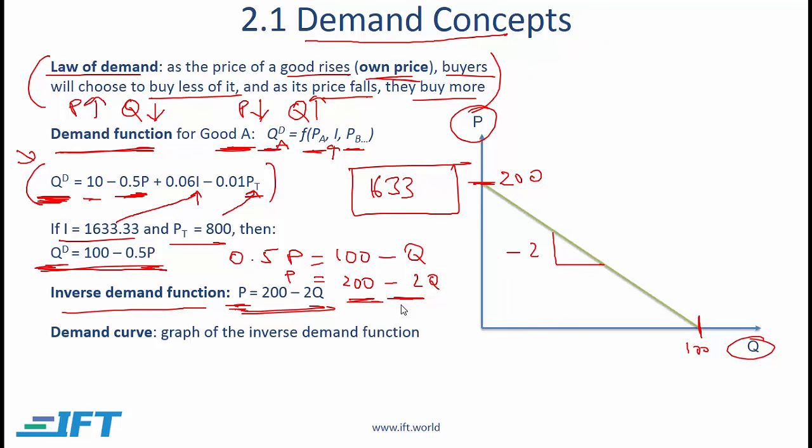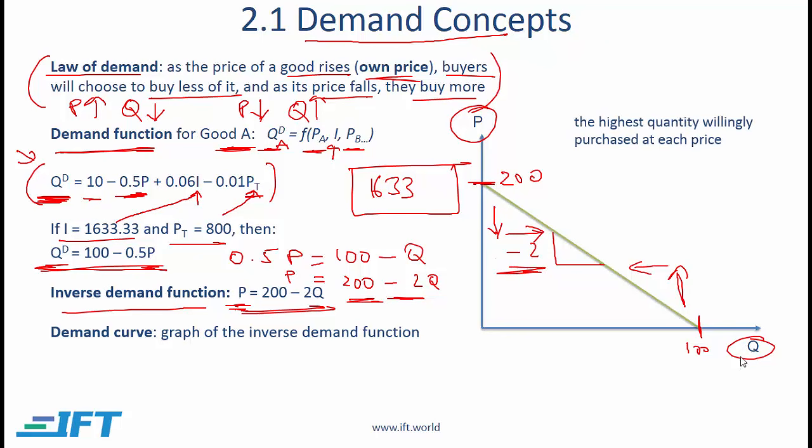The minus is important because this is saying that as price comes down, the quantity goes up, or alternatively, as the price goes up, the quantity demanded goes down. So price and quantity move in an opposite direction, which is why the slope is negative.